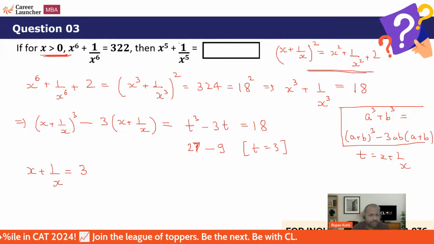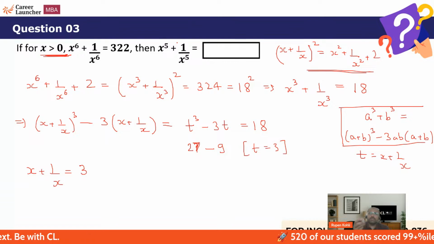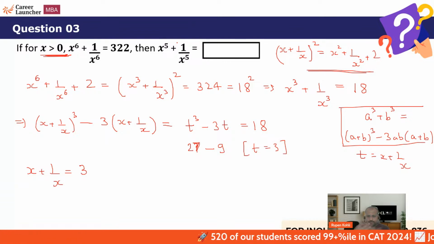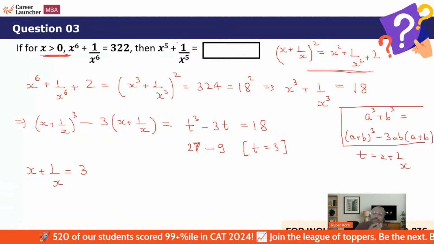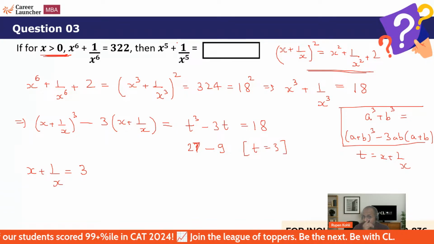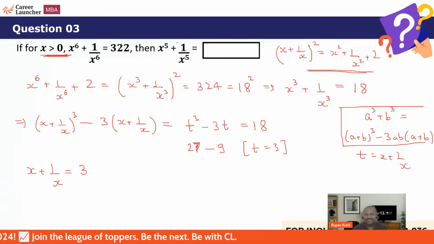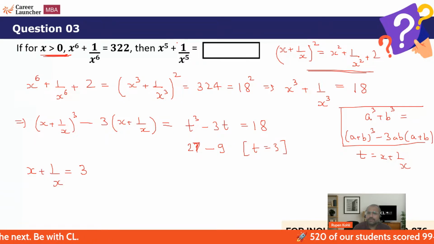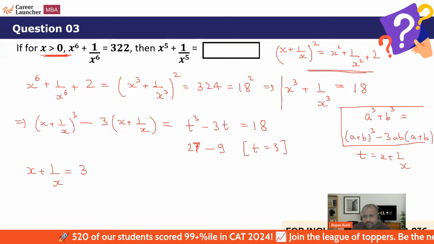Now, if you have looked at my previous session, you might recall a similar question in which there was something to do with power 5. I think that was x raised to power 5 plus y raised to power 5, which we had to find. And over there, I broke down the power of 5 as 2 plus 3. So I will take a similar approach over here as well. We already know that x cube plus 1 by x cube is 18.